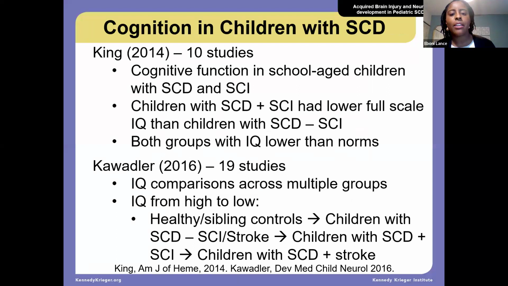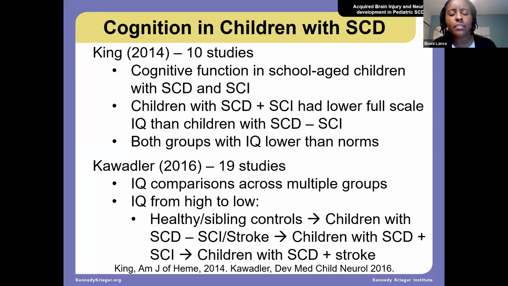So just in case you were not aware, there's a lot of research out there looking at cognition in children with sickle cell disease. And I just want to bring your attention to a few review studies looking at different articles over the years. A study by Allison King at WashU looked at 10 past studies looking at cognitive function in school-age children with sickle cell disease and silent cerebral infarct. The patients with sickle cell disease and SCI had lower full-scale IQs than children with sickle cell disease without silent infarcts, but both groups had IQs that were lower than the normal levels.